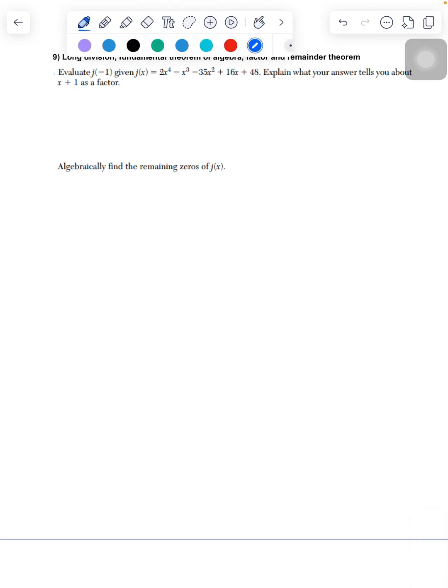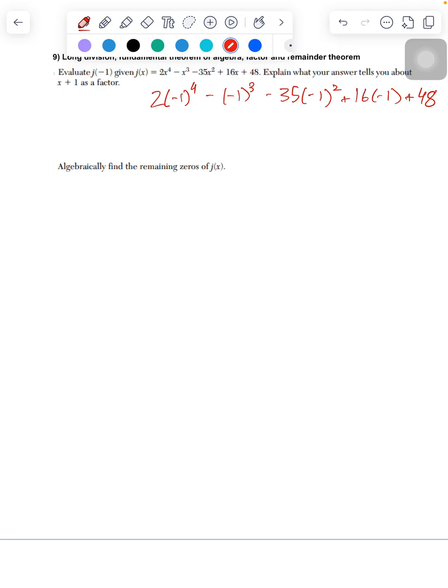So now let's solve this. It's asking us to evaluate j of -1. What does that tell us about it? Is it a factor? If it has a remainder, it's not a factor. So it's just asking us to evaluate. We have to do the work here. So 2 times -1 to the 4th power. Wherever I see x, I'm going to replace it. Minus -1 to the 3rd, minus 35 times -1 squared, plus 16 times -1, plus 48.